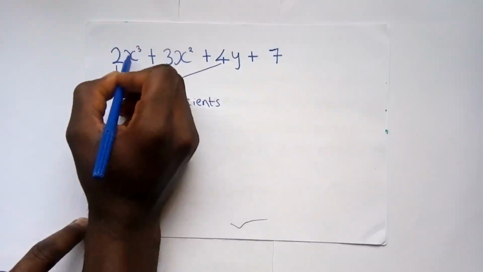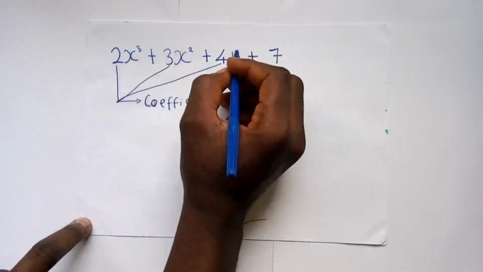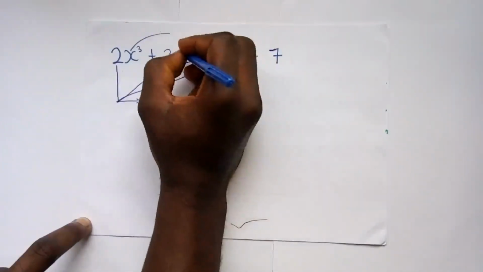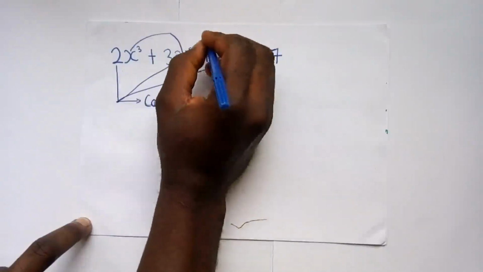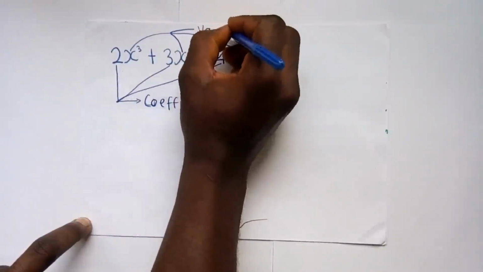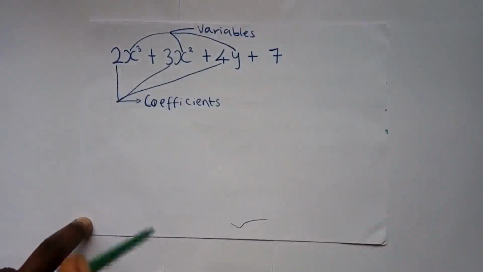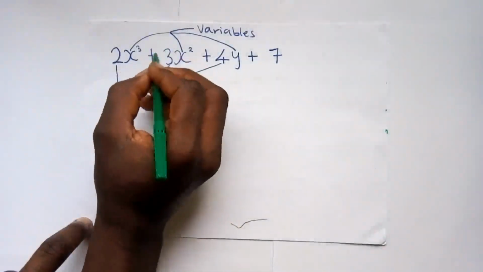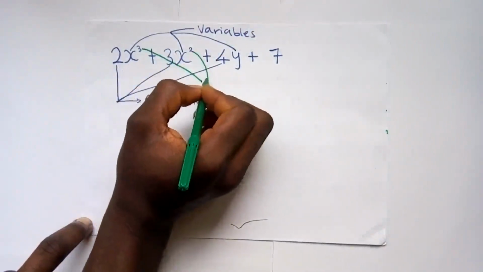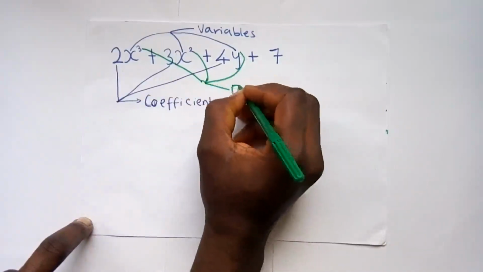The letters x raised to the power of 3, x raised to the power of 2, and y raised to the power of 1 are the variables. The powers of the variables, that is 3, 2, and 1 here, are called exponents.